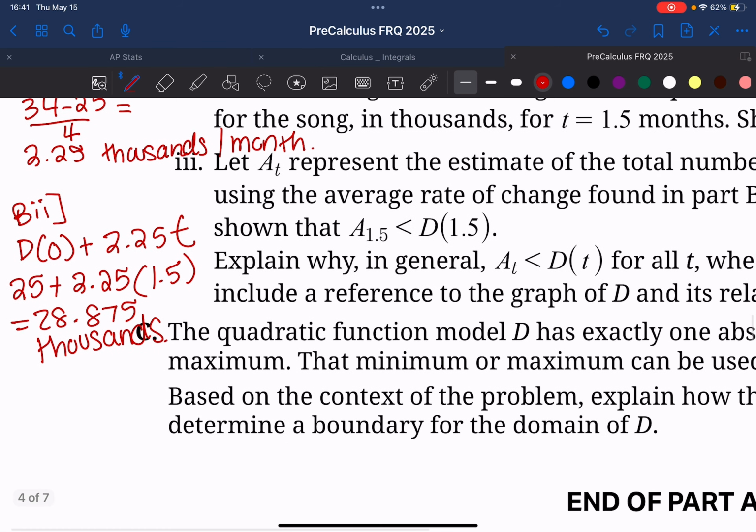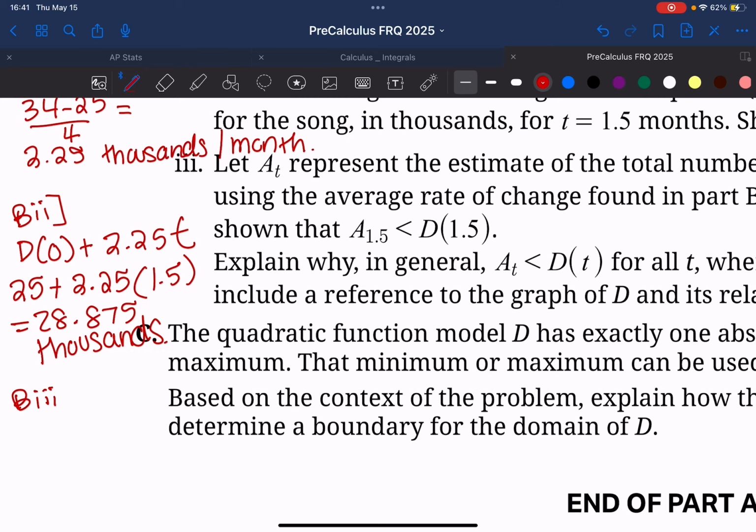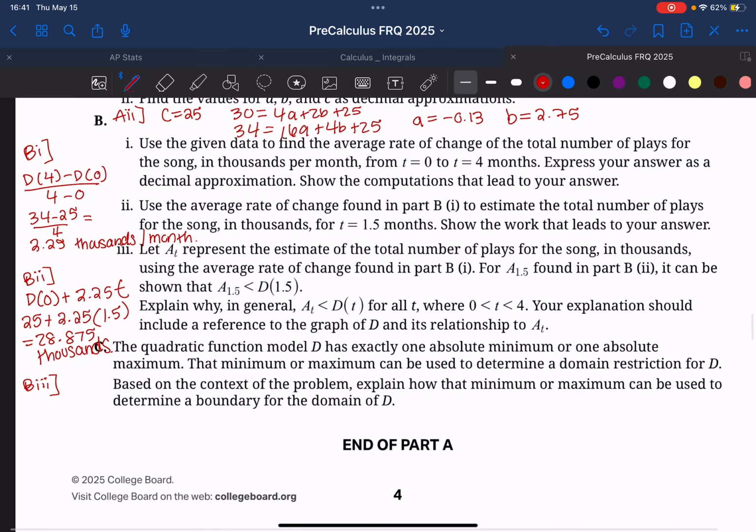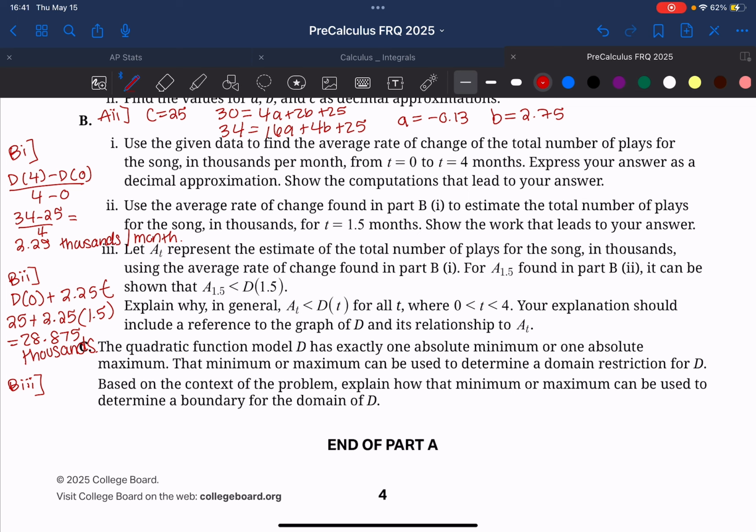Okay. And then for B part 3, it says let A of t represent the estimate for the total number of plays for the song in thousands using the average rate of change found in B, part 1. For A of 1.5 found in B, part 2, it can be shown that A of 1.5 is less than D of 1.5. Explain why in general this is true for all t, where t is between 0 and 4. Your explanation should include a reference to the graph of D and its relationship to A of t.